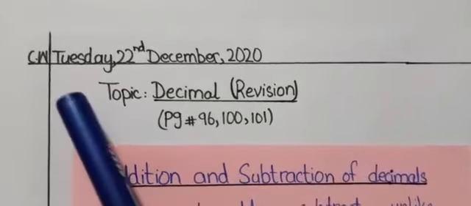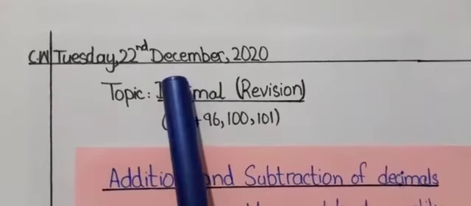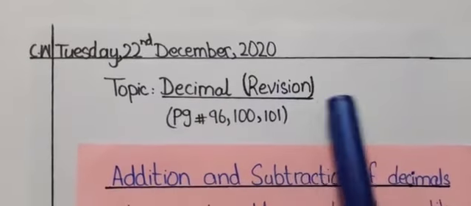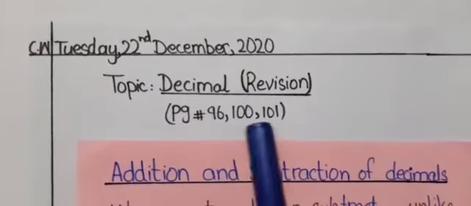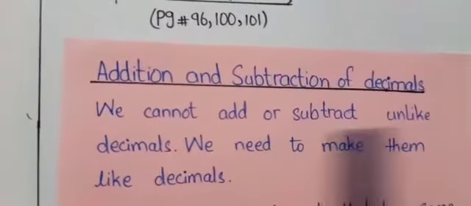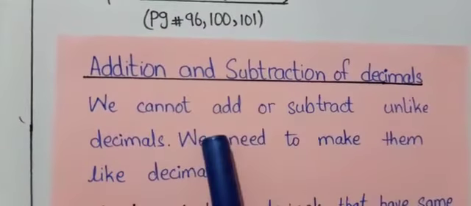So boys, as you can see, I have written the date and day. Okay, the height of 0 and 2 should be same. Topic is decimal, revision, page number 96, 100 and 101. Addition and subtraction of decimal. What I have written, you have always to remember it.